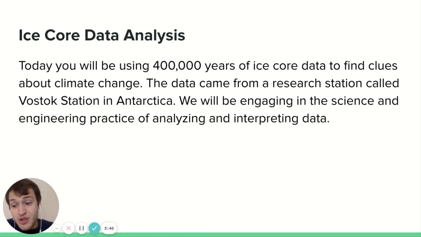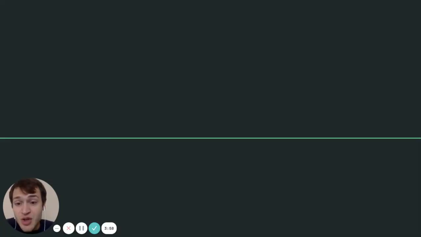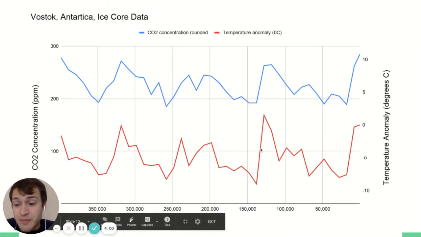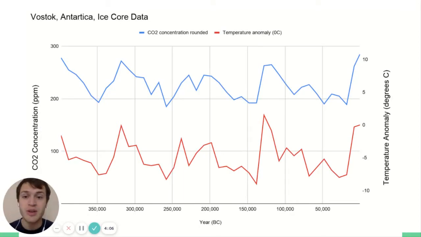So in class, I showed where I got this data from. Here's Vostok Station, sort of a little bit in the middle of Antarctica. Again, I can't share my tab for some reason, and also it's not extremely important. So just know that I graphed this data using numbers that came from Vostok Station in Antarctica.